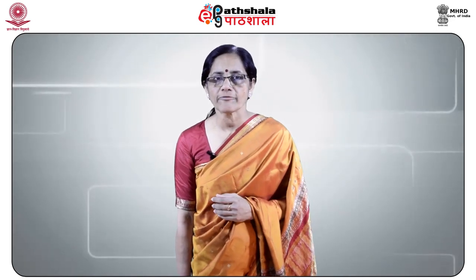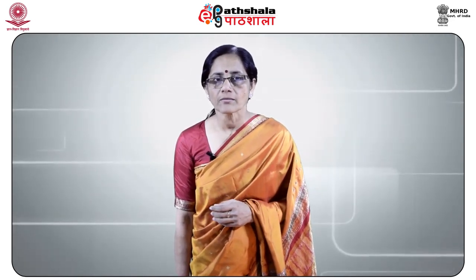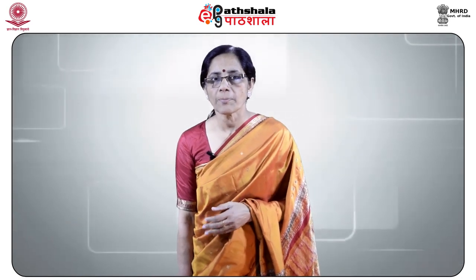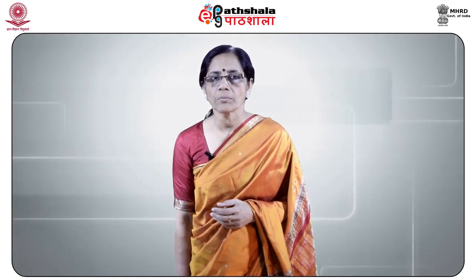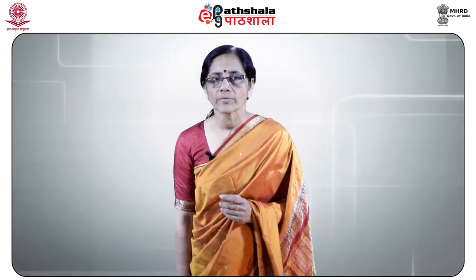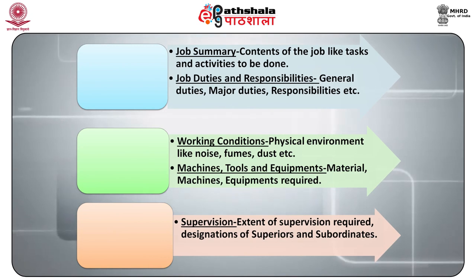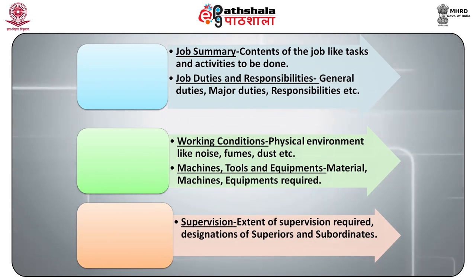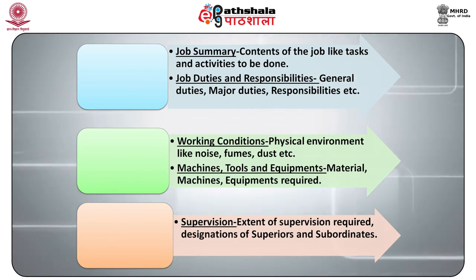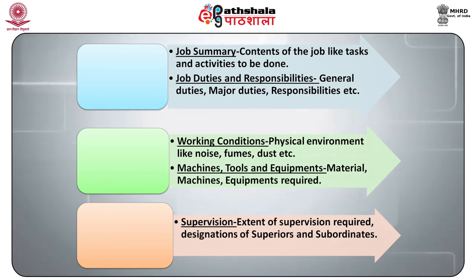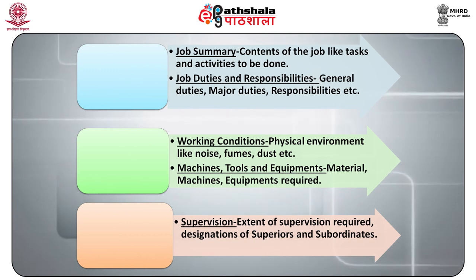First is job identification: date, job title, department, division, code number, job position, etc. The second is job summary: contents of the job like tasks and activities to be done. Third, job duties and responsibilities: general duties, major duties, responsibilities, etc. The fourth, working conditions: physical environment like noise, fumes, dust, etc.